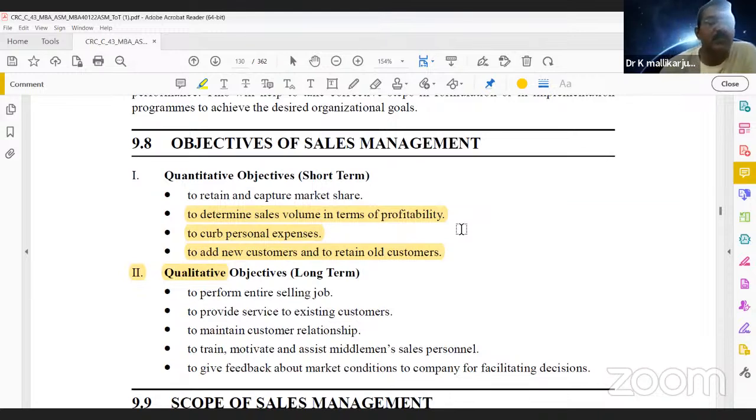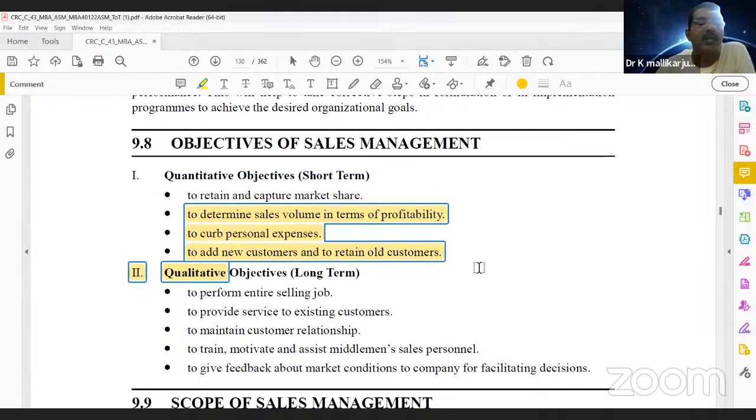The company has to think about, in the short term, what kind of steps are required to increase the company profit, to curb personal expenses, to add new customers and retain old customers. So this is the success mantra of any company that wants to be market leader, right? This is to add new customers and retain old customers. Okay.